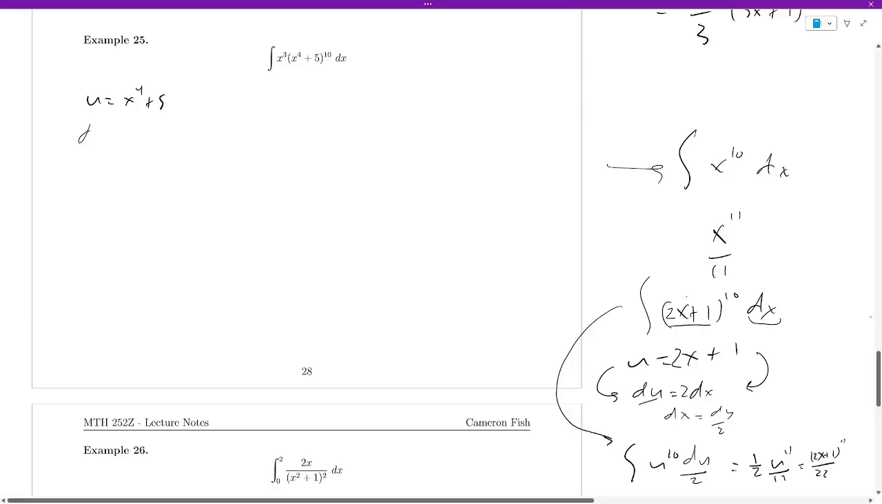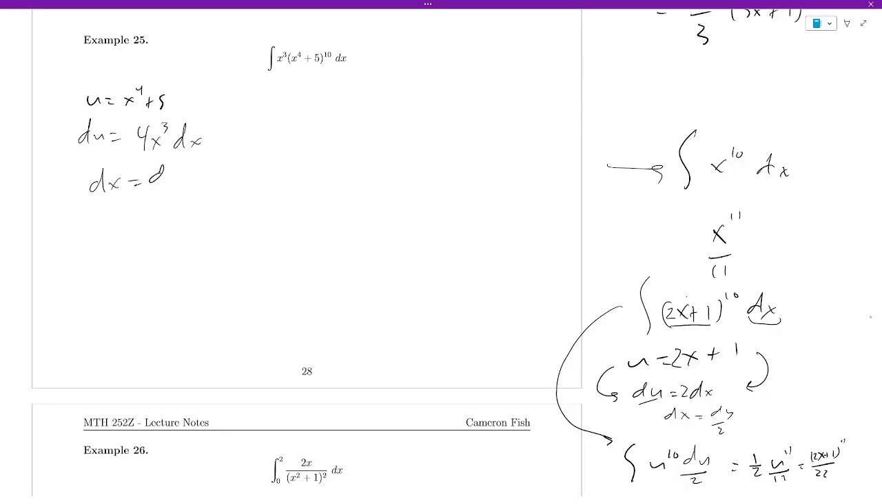Okay, so let's just see what happens. du is 4x cubed plus 0 dx. And again, I like to solve for dx. So du over 4x cubed. Now we come back here, keep the x cubed for the moment, replace this with u, that was the whole point, still to the 10. Now dx is du over 4x cubed.